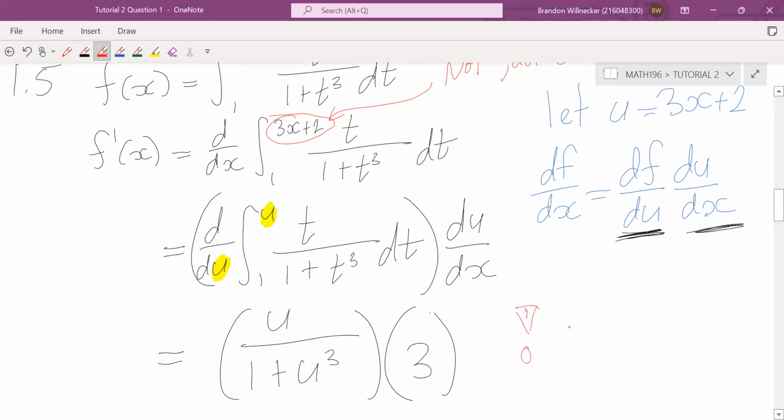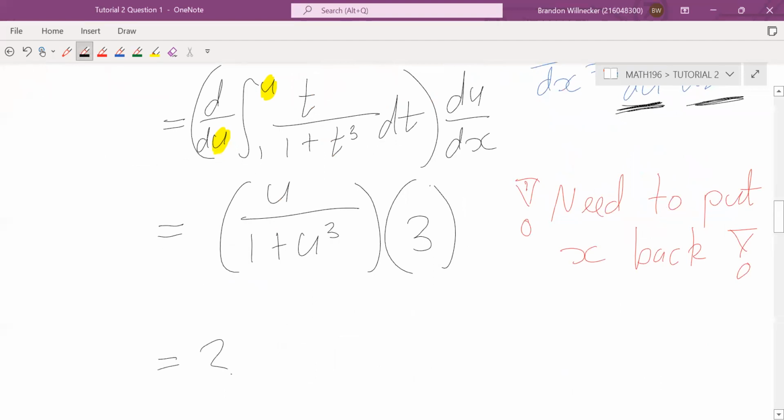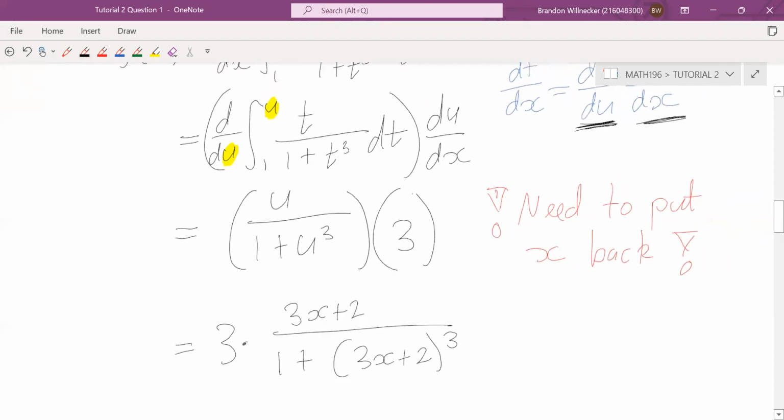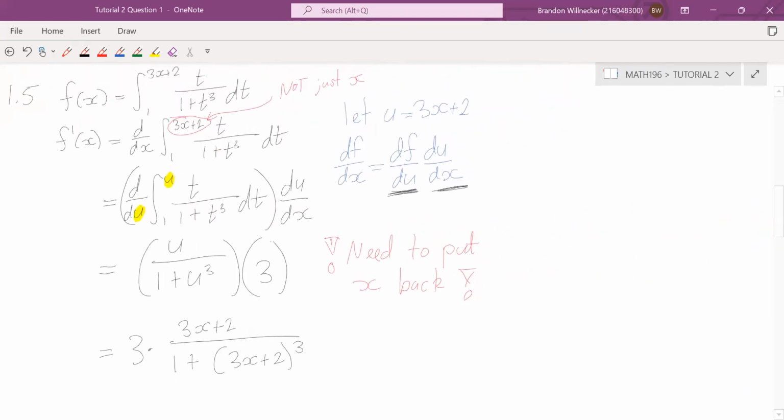But we're not done yet. We need to put x back. Remember, u is equal to 3x plus 2. So this is going to be 3 times 3x plus 2 divided by 1 plus 3x plus 2 cubed. Okay, and you can leave it like that. Don't try to expand this out or simplify. Just leave it as is. Okay, are there any questions about 1.5?